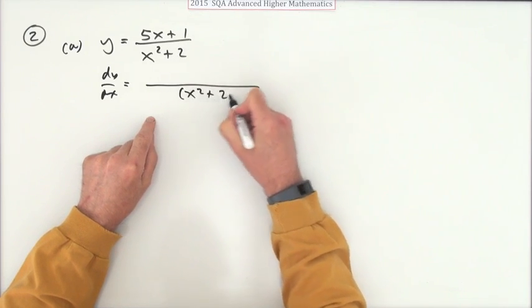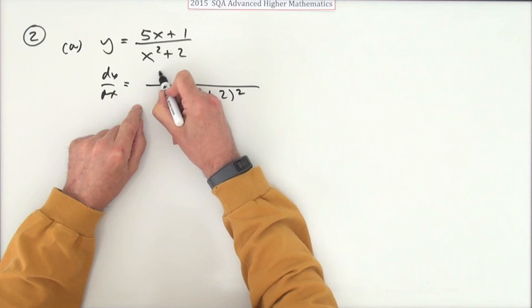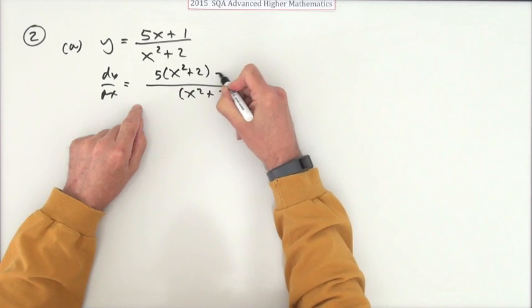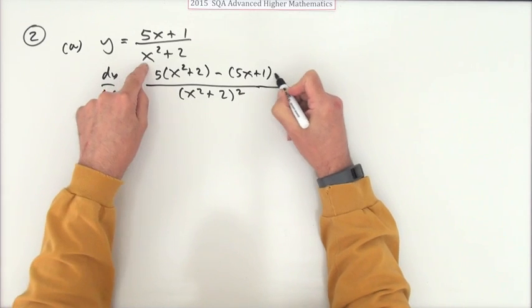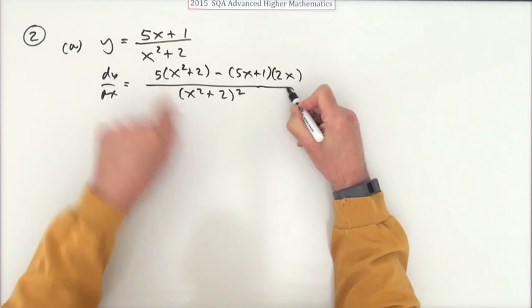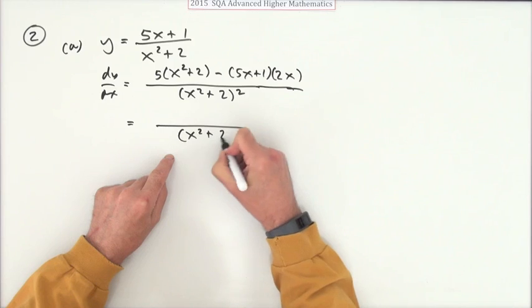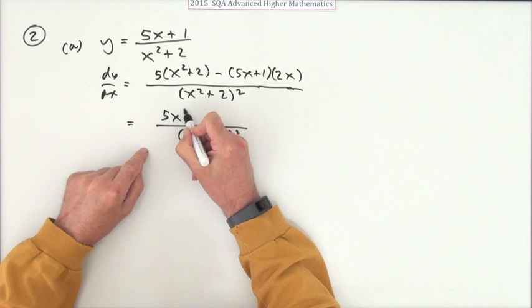Anyway, just following the pattern. Square the denominator and then it's differentiate the top, that's just 5, times the lower one, minus, now leave the top one alone, and differentiate the lower one, so that's just 2x. What's this simplified thing? It's got me rattled now. So that's just multiply that out, because we'll need to simplify this somehow.